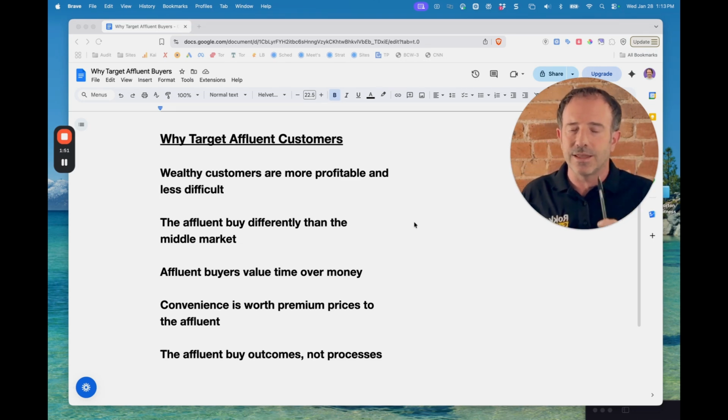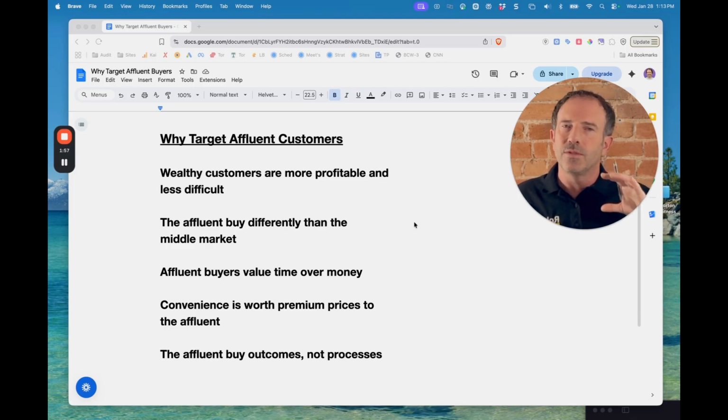All right. And that leads to the next thing. Number three of why target affluent customers. It's because affluent buyers value time over money. This is an absolutely critical piece of this, and most don't understand this. One reason why it's so great to work with affluent buyers is because they don't want to know what the process is. They don't have time for that. And so they're interested in certainty and efficiency and the least use of their time.